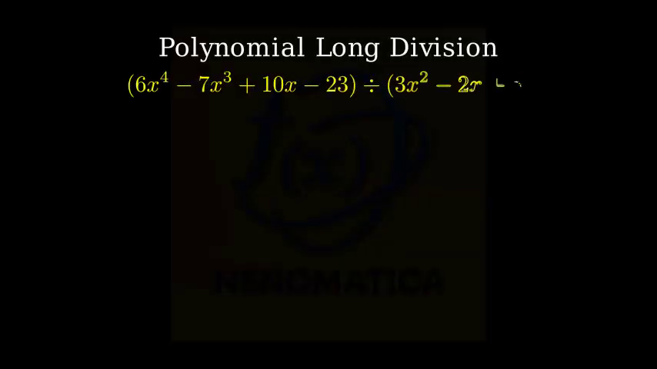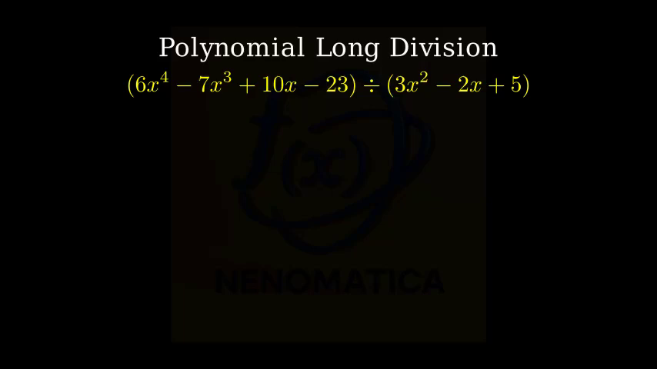Welcome to this lesson on polynomial long division. Today, we're going to work through dividing the polynomial 6x to the fourth minus 7x cubed plus 10x minus 23 by the polynomial 3x squared minus 2x plus 5.